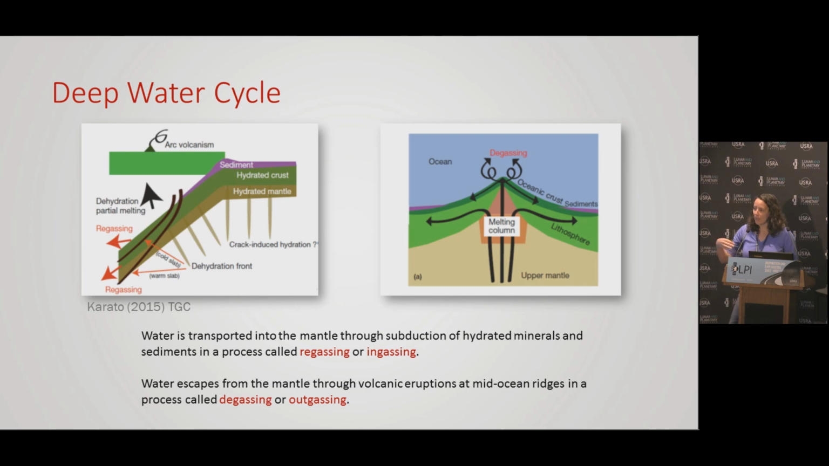This is actually why we have the ring of fire around the Pacific Rim, as there's a lot of subduction going on around the Pacific. And so we get this arc volcanism in places like Japan. The outgassing is coming mostly at mid-ocean ridges where ocean plate is being created. We have melt coming up from the deep mantle that is degassing and releasing water that was found within this melt. This process over here, subduction, we'll call ingassing or regassing.